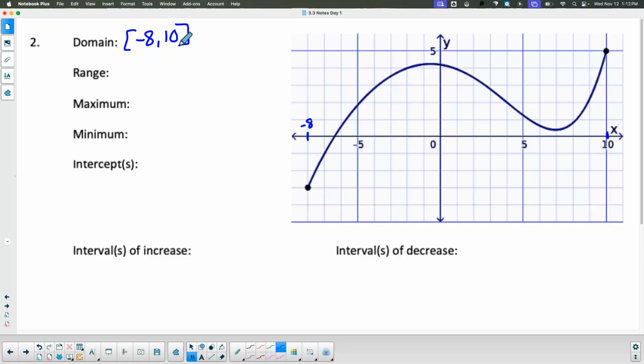Remembering that in interval notation, the small number, comma, big number, and then there's some combination of parentheses or brackets. And parentheses don't include the number.